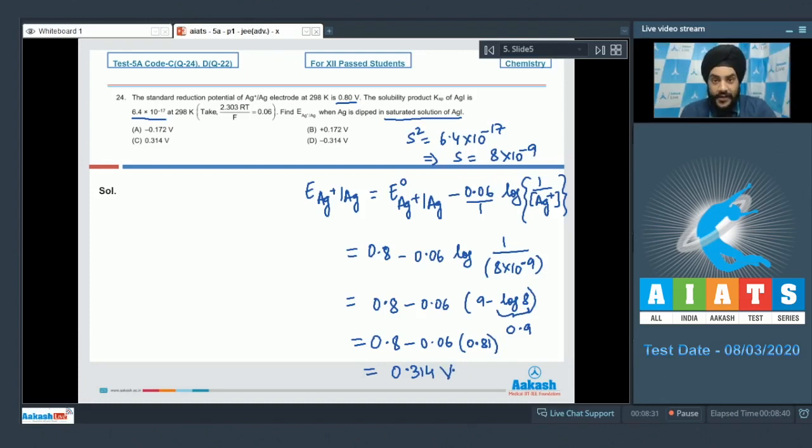So students, if we look at the options which are given to us, we can clearly see that we have to mark the correct answer as option C. Let us look at the next question now.